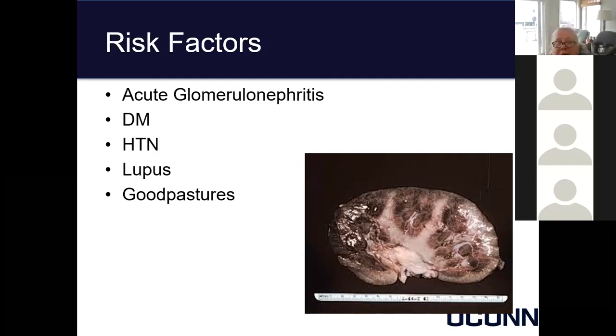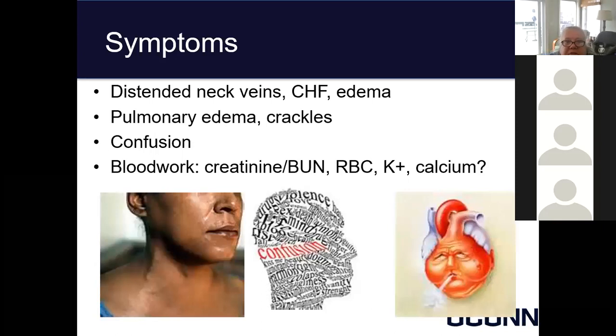Other risk factors for chronic glomerulonephritis: well, repeated acute glomerulonephritis, diabetes, hypertension, lupus, Goodpasture's, which is another autoimmune disease. And again, those shriveled up kidneys are a sign of chronic glomerulonephritis. Because of fluid imbalances, you're going to see distended neck veins, congestive heart failure, pulmonary edema, confusion, and you're going to be looking at the typical blood work we look at for renal disease, BUN, creatinine.